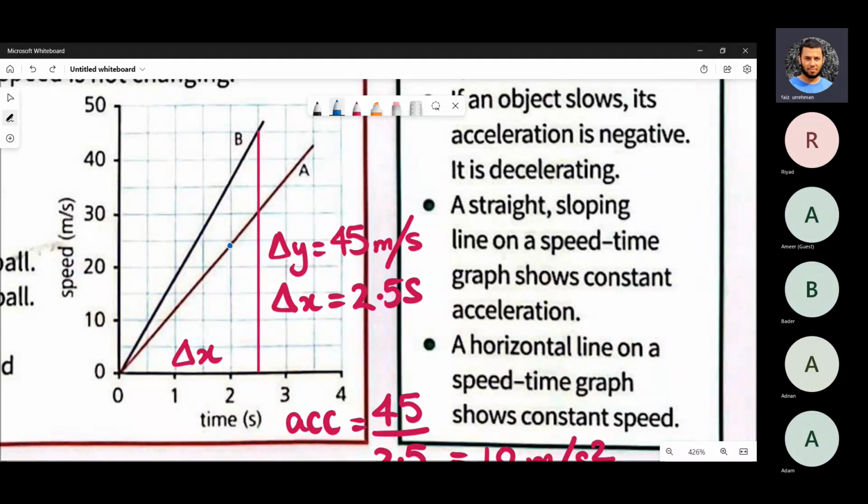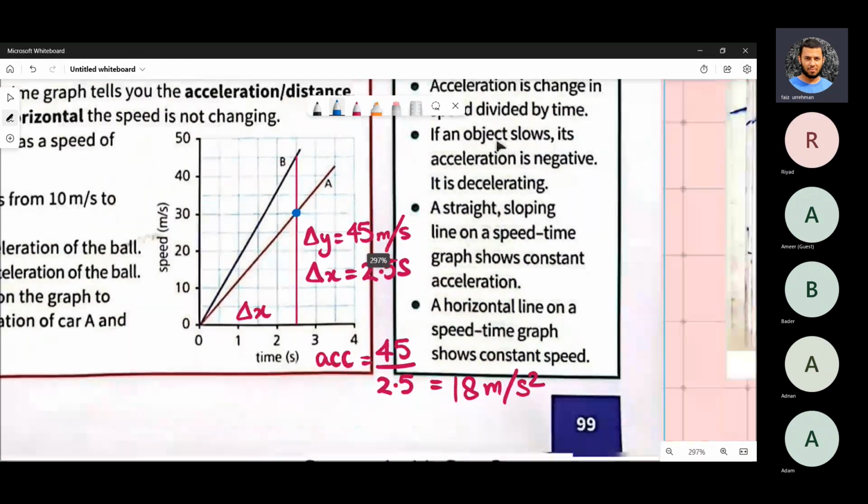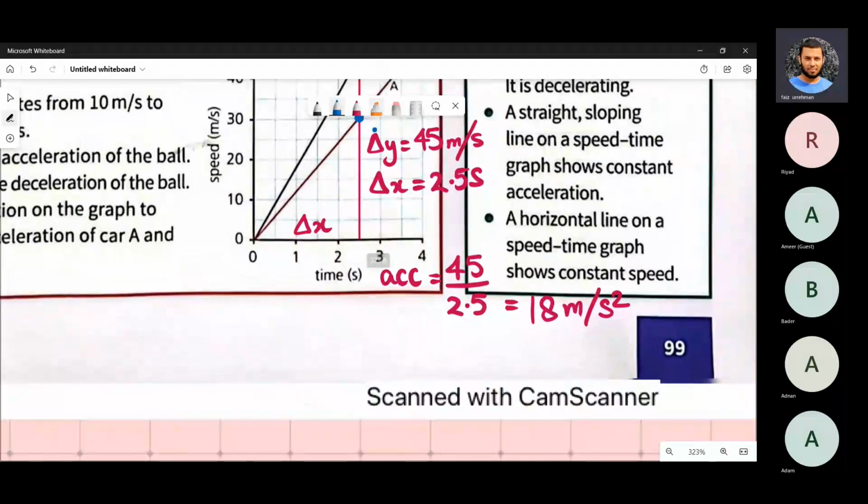No, this point will not be very good because it will give you some point here. What about this point? No. This point? No. This point? No. So that is the best point. This is the best point. Now finally tell me, what is the acceleration for B?